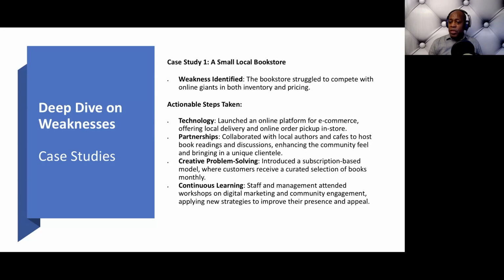Creative problem solving. They introduced a subscription-based model where customers receive a curated selection of books monthly. And so now they just created recurring revenue. Okay. And then continuous learning. Staff and management attend workshops on digital marketing. I hope they're attending my workshops. And community engagement, applying these strategies to improve their presence and their appeal. So this is how they can turn a weakness, which is a bookstore struggling to compete with online giants in both inventory and price, into a strength.